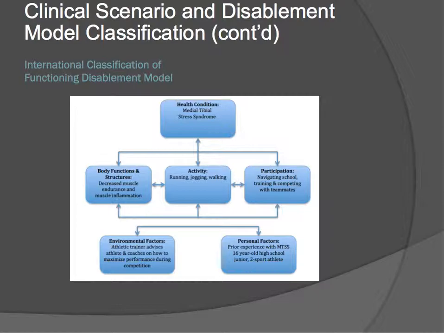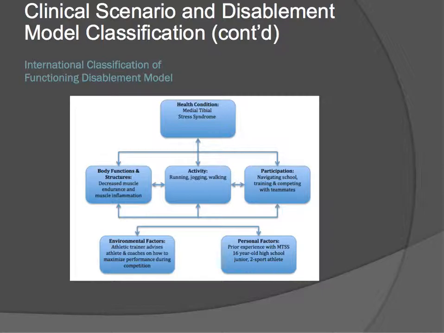Here is a look at the athlete's condition as it is viewed through the International Classification of Functioning Disablement Model. The health condition is listed as medial tibial stress syndrome. Body functions and structures: there's decreased muscle output and endurance and increased muscle inflammation. Activities affected are running, jogging, and walking. Participation: the athlete is having difficulty navigating school, training for events, and competing and practicing with his teammates.